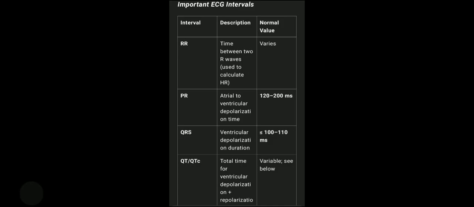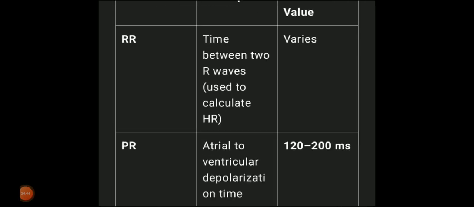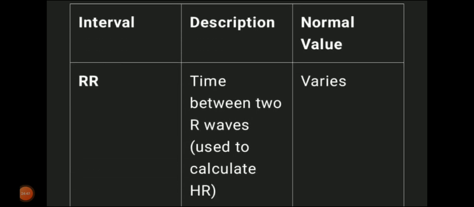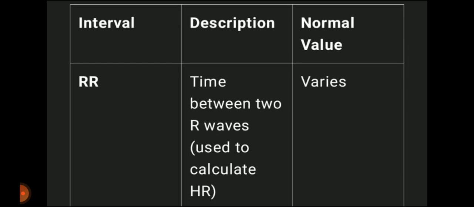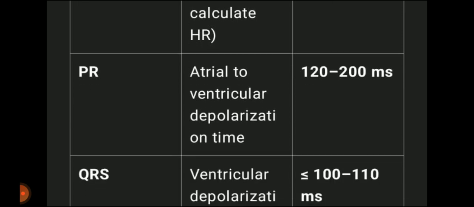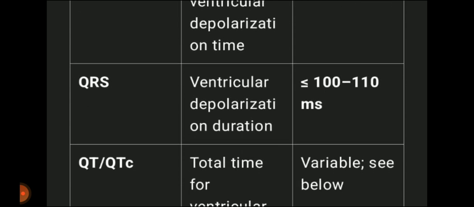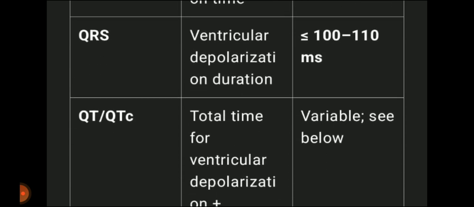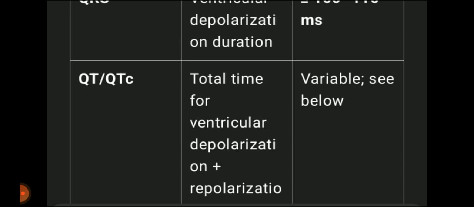Meanwhile, let us see a table. This is a table about important ECG intervals. The RR interval is the time between two R waves. It's used to calculate the heart rate, and it can vary. There is the PR interval, the atrial to ventricular depolarization time. It is almost 120 to 200 milliseconds. The QRS complex time is the ventricular depolarization duration. It normally should be less than 100 to 110 milliseconds. The QT and QTc time is the total time for ventricular depolarization plus repolarization.